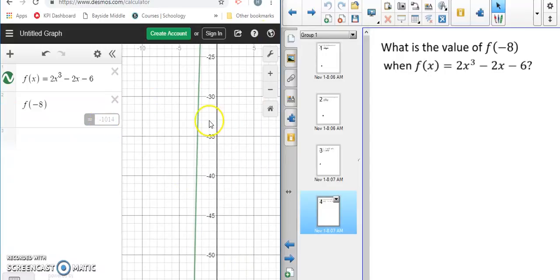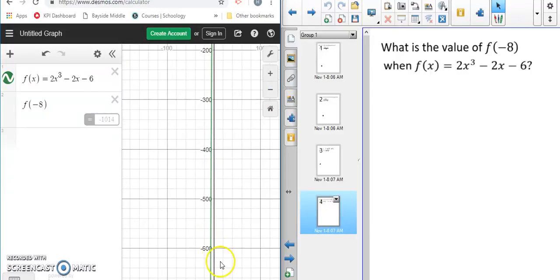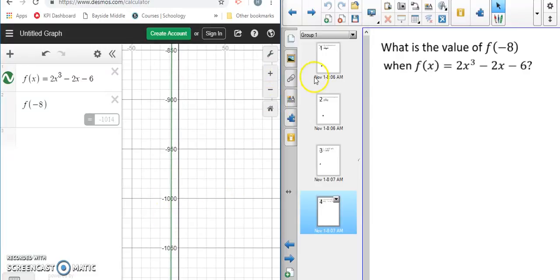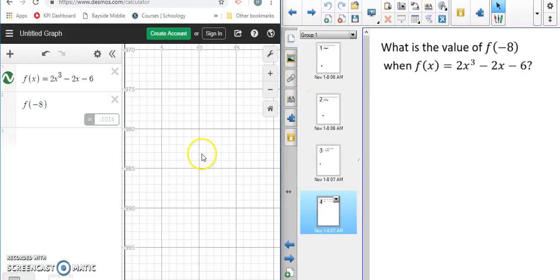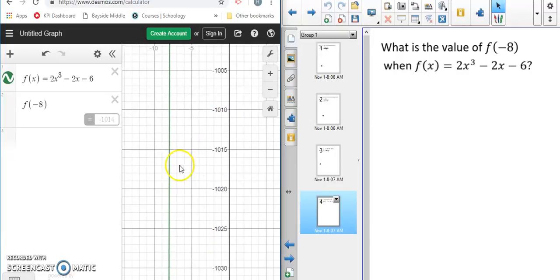And if I really want to get crazy and look all the way down here at my graph, I can see all the way down. I can zoom in a little bit and I can see it's right there. And if I zoom in and zoom in and zoom in, you can check it out. It's really small, but it's there, I promise.